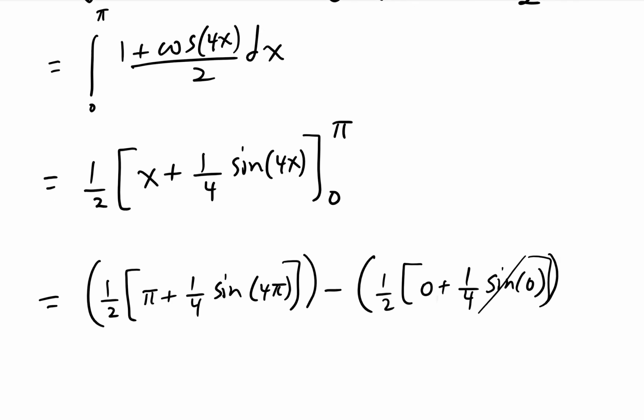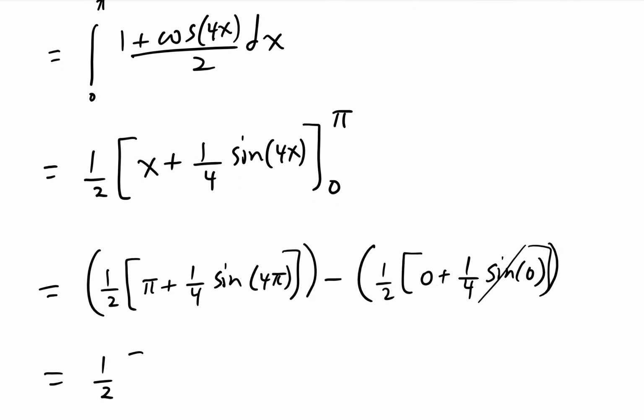Now, this gives us 1/2 pi. 4 pi, it goes back to 2 pi, to 0. And sine of that is 0 as well. So the answer is just pi over 2.